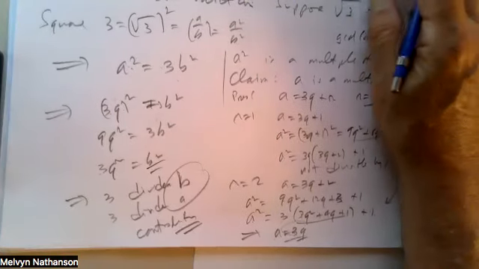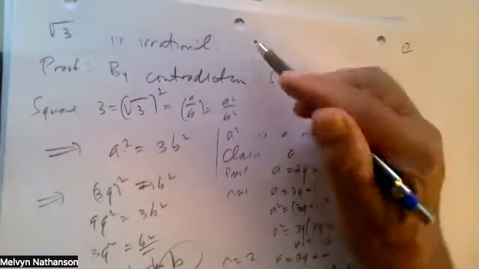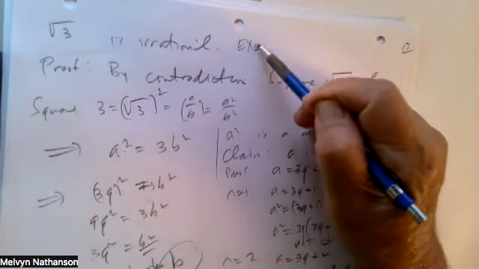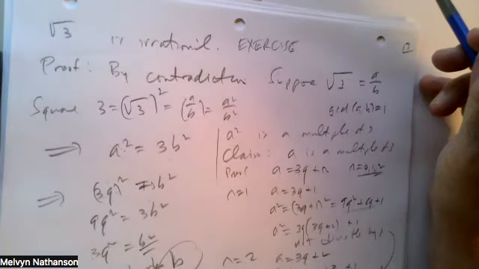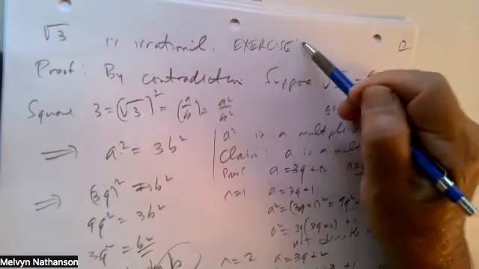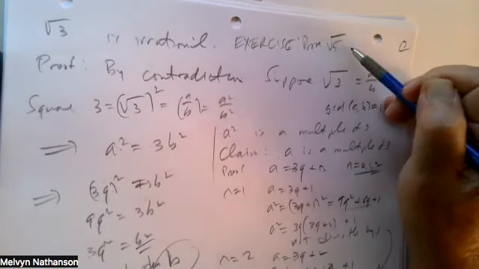Yeah, that's very nice. And if you want a nice exercise, this is not homework, but just a nice exercise to understand what's going on: prove the square root of 5 is irrational.